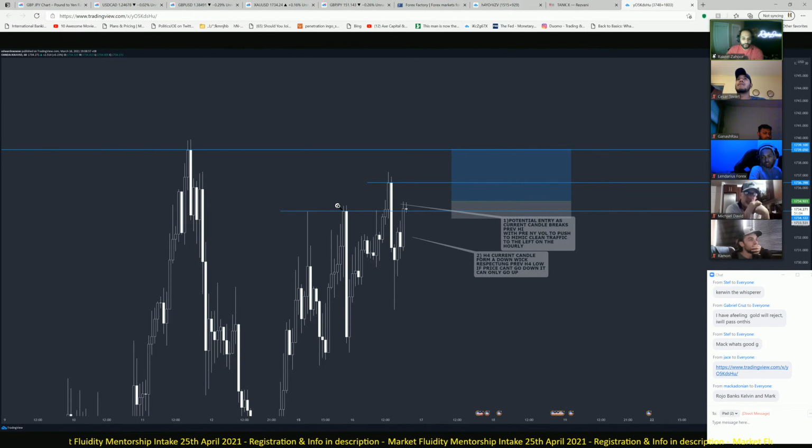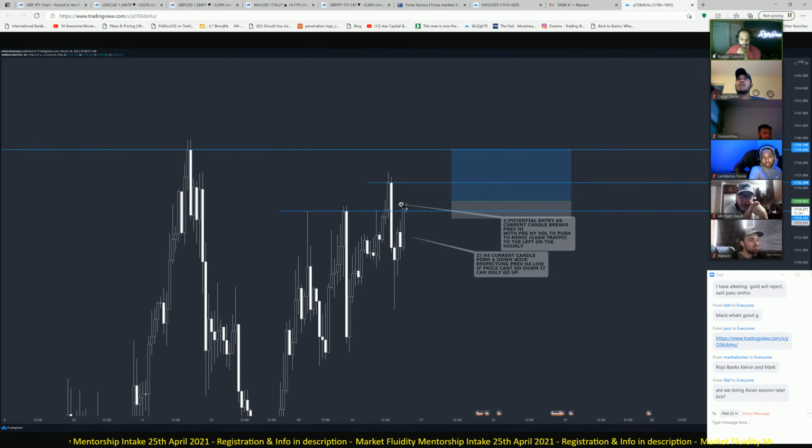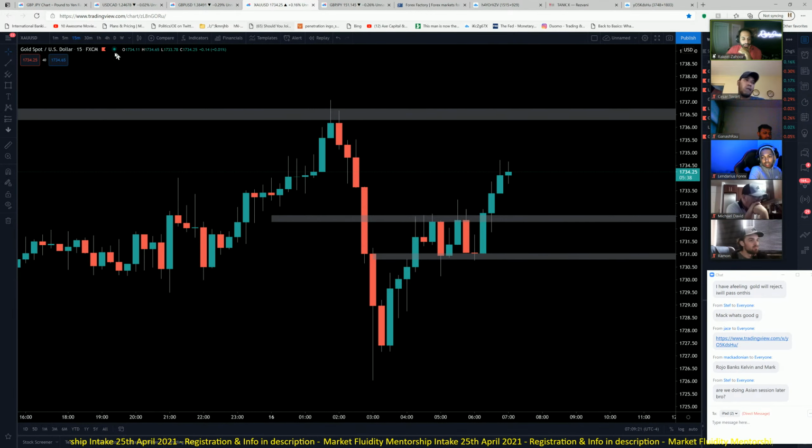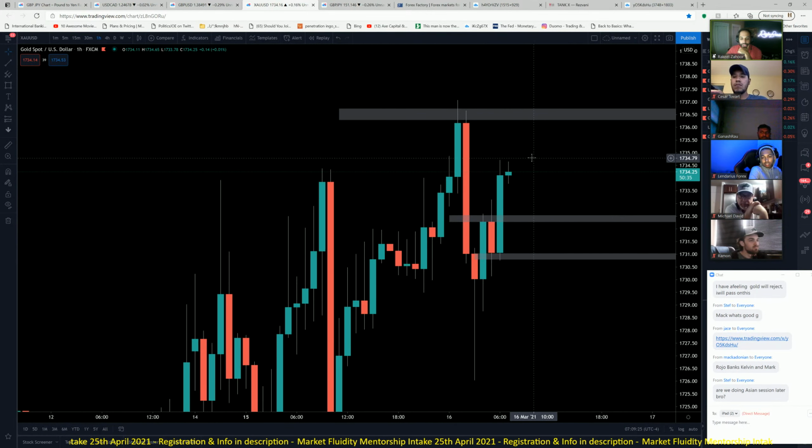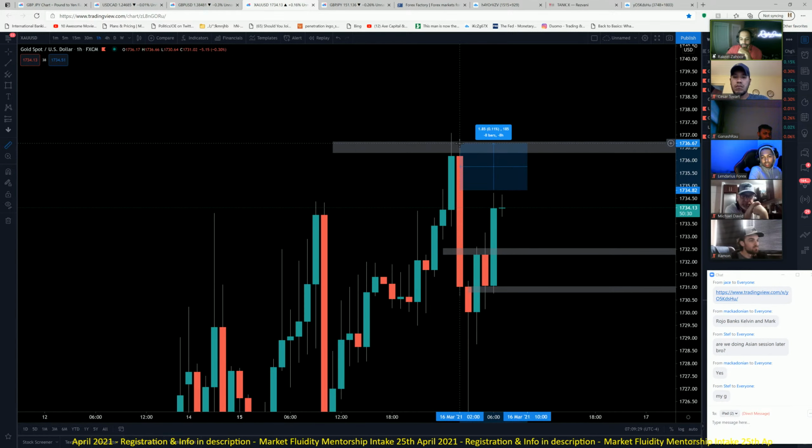Oh, what's this? Gold, 1 hour chart. Potential entry as current candle breaks previous high. Okay. I guess we already did. Let's take a look over here. I'm pretty sure. Oh, not yet. Oh yeah, we're still below that high over there. It's like a 17, 20 pip range at that point.